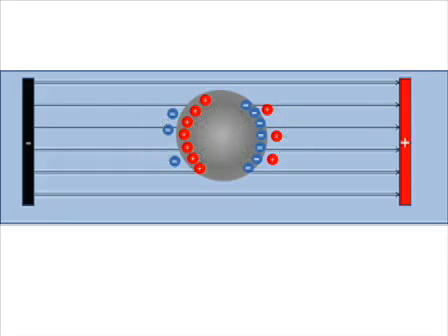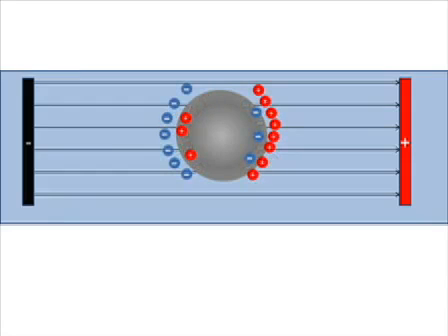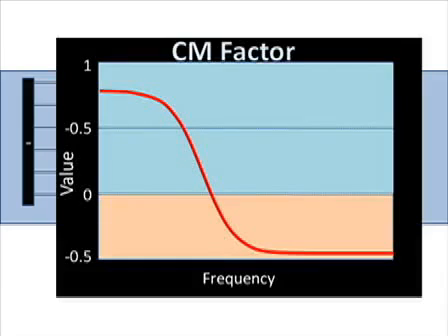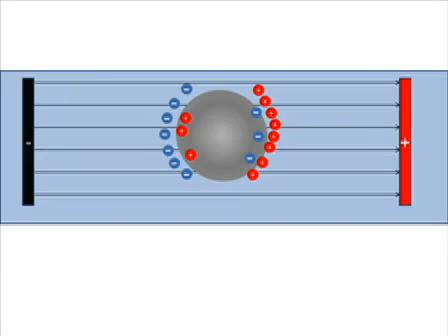Whether the particle is more polarizable than the liquid or less polarizable can be determined by the Clausius-Mossotti factor. In a uniform electric field, the particles experience no net force.